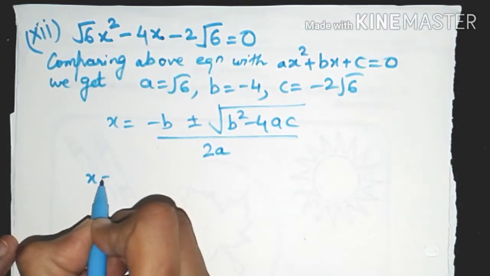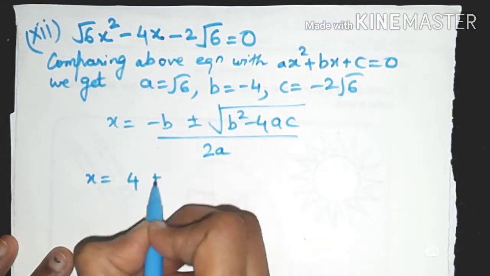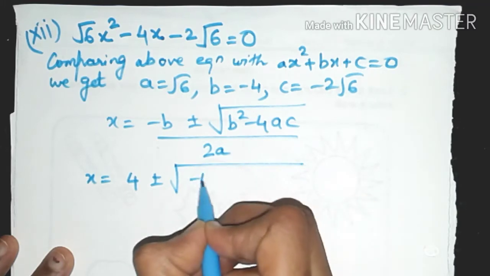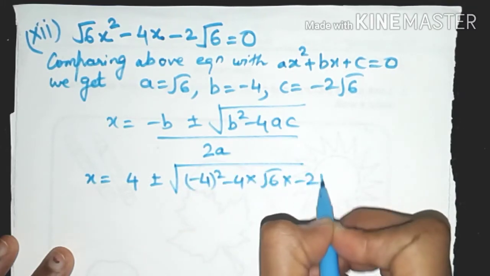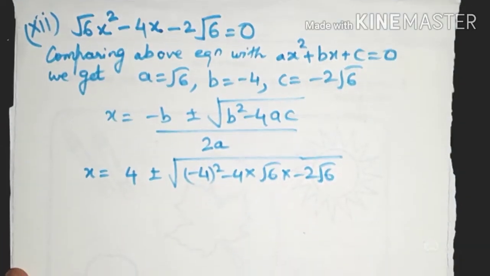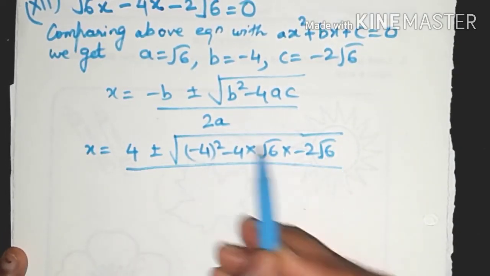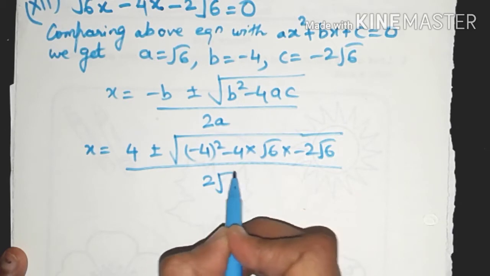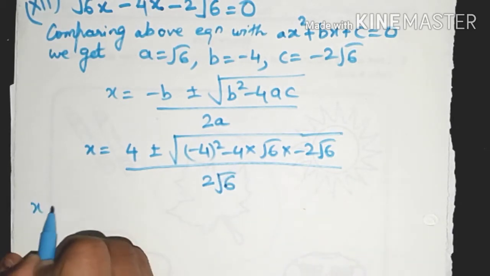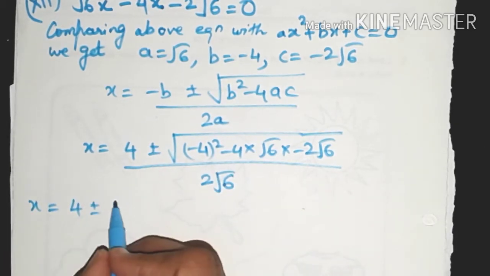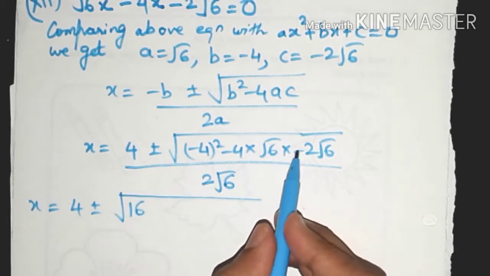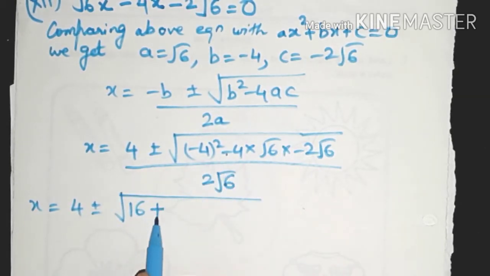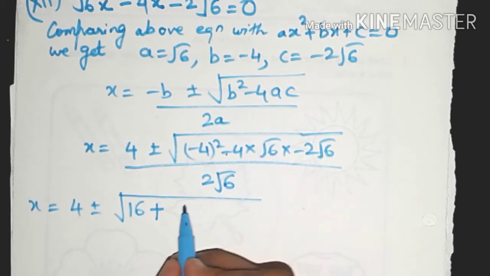So this is the formula. Minus b is 4, into minus 2 root 6, divided by a is root 6 over here. Okay. So x is 4 plus or minus. Now in the square root we'll get 16. Minus and minus will be plus. Now root 6 and root 6 will be 6.